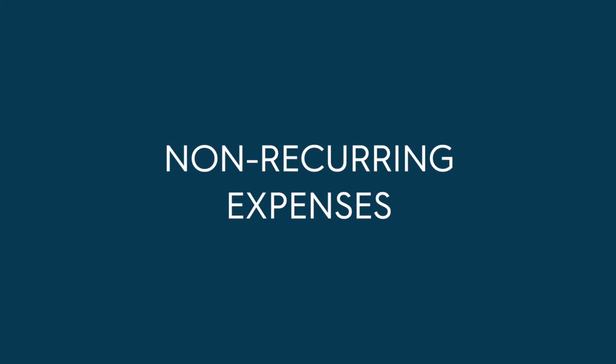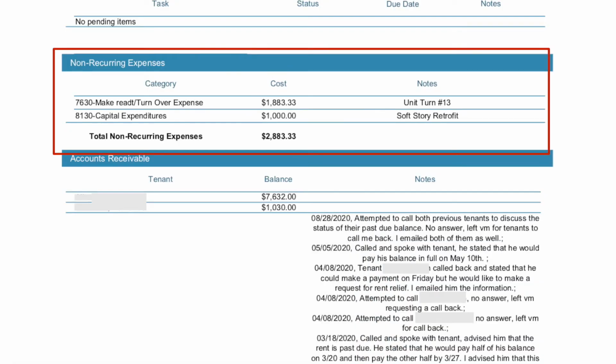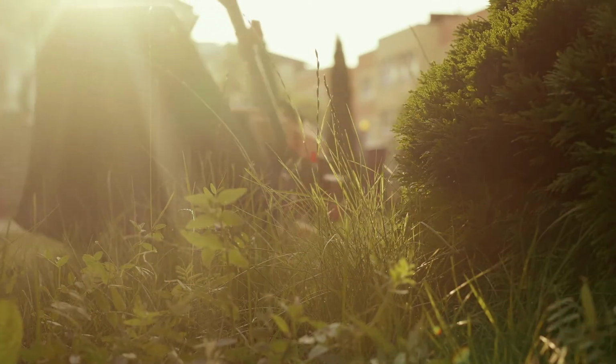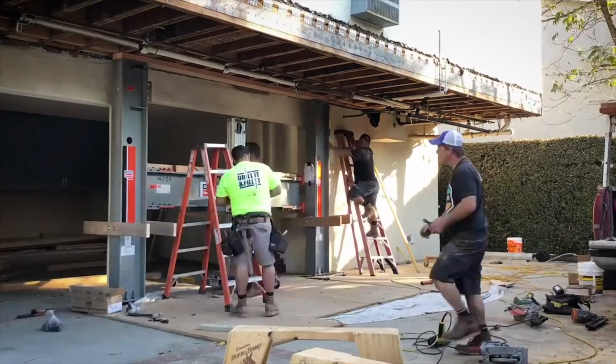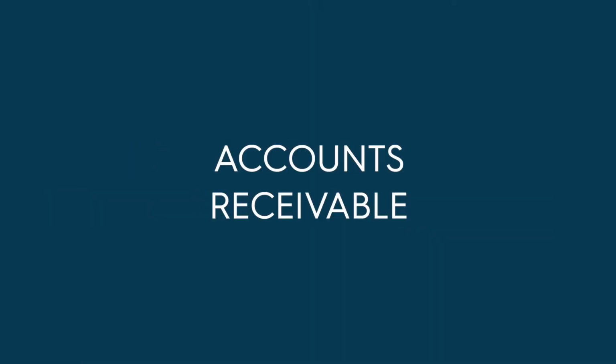Non-recurring expenses. This section of the executive summary shows you any non-recurring expenses that came up during the month. These are basically any expenses that do not regularly occur on a monthly basis. So while you may expect to pay utilities and landscaping each month, a unit turnover after a tenant has moved out, or in this case, a reinforcement built onto one of your decks, would be a non-recurring expense and would thus show up here.